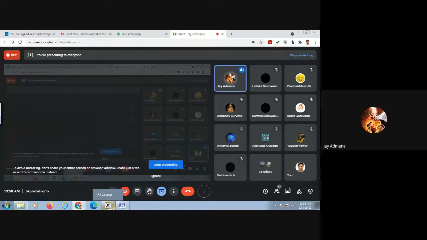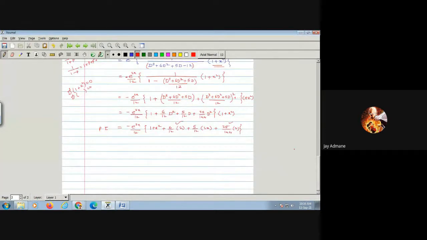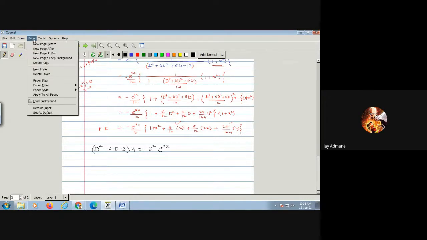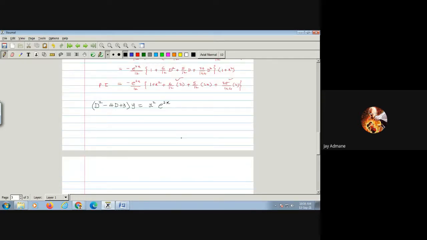Sir, I am asking about the last question you took, which was d square minus 4d plus 3. Okay, just a minute, let me write. D square minus 4d plus 3 times y equals x square into e to the power 2x. And the answer you told is minus e to the power 2x into x cube plus 6x. So I'm not getting that answer. That's why I asked.